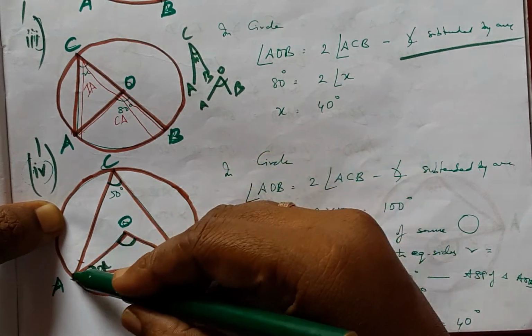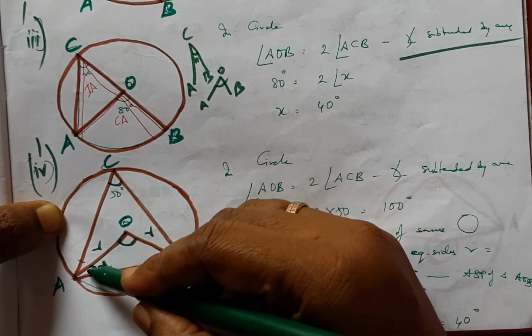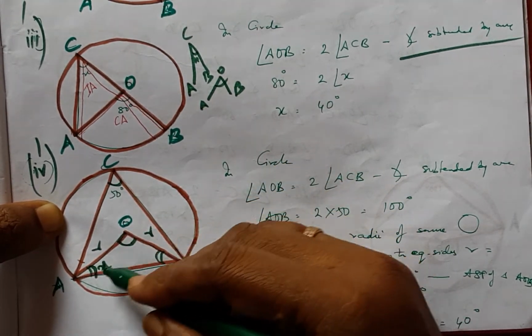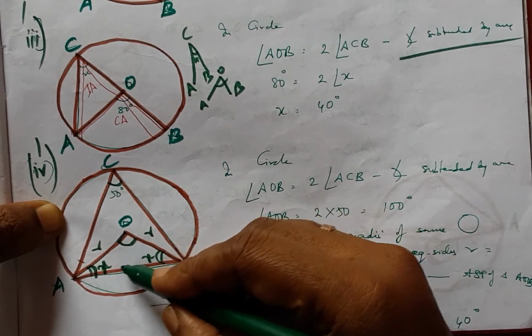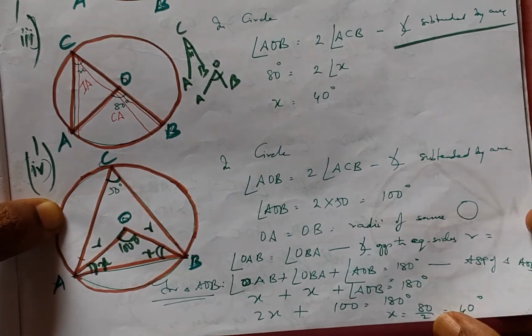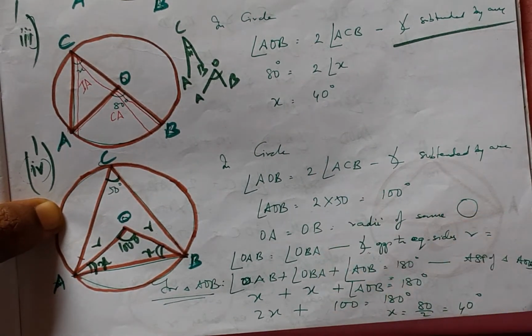And you know that OA and OB are radii of the circle. For these two equal sides, the base angles will be equal. Therefore, if this is X, this is X. And that we have arrived at 100 by applying angle sum property. We have X value as 40. Just maths, simple maths.